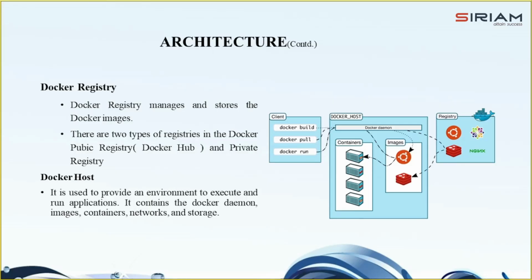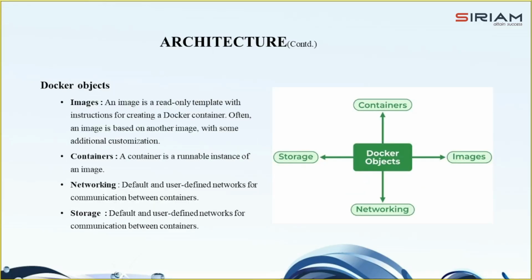And if we talk about Docker Host, it is like a ready-to-use environment for running applications. It includes everything needed for running Docker, such as image, daemon, network, storage, and containers. So now let's learn about Docker objects. Docker objects are like the building blocks you put together to build your application, right?